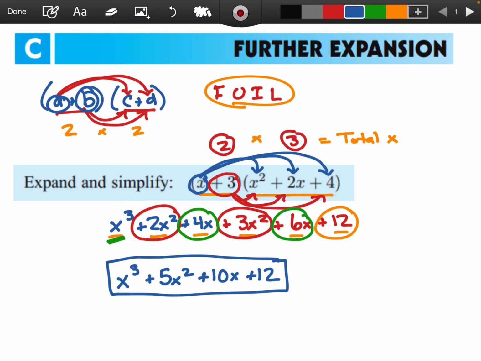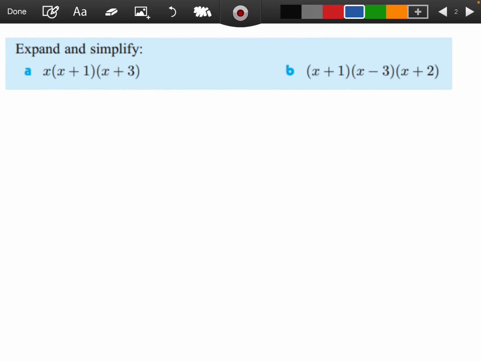So that is how you do a question where you have 2 terms in the first set of brackets and 3 terms in the second set. This idea of further expansion, this FOIL on steroids, can carry over into other kinds of examples.